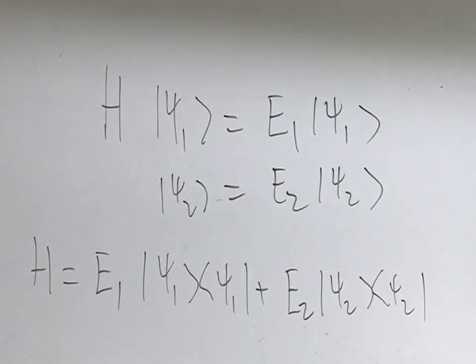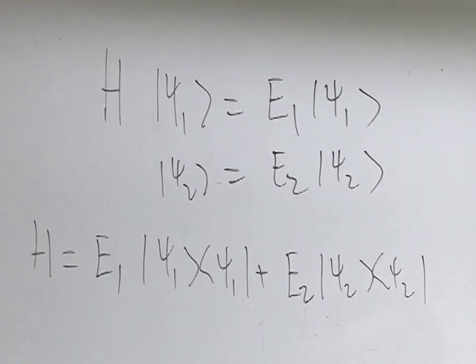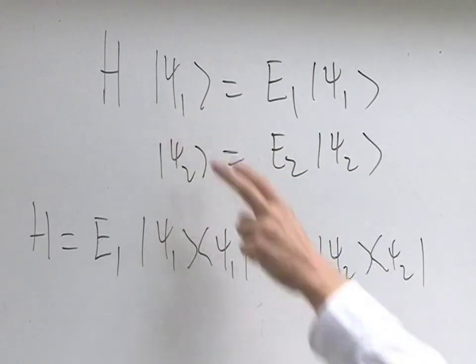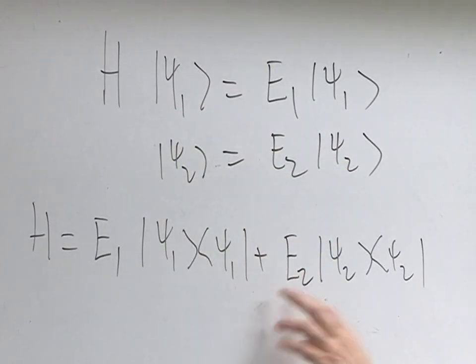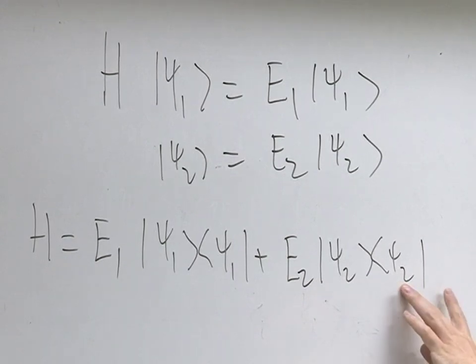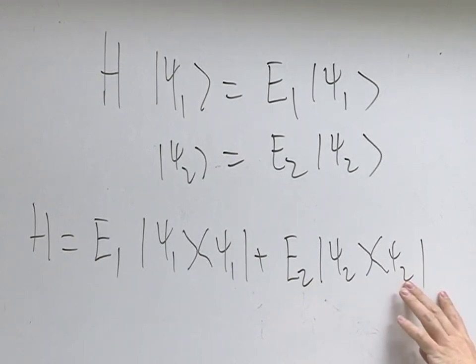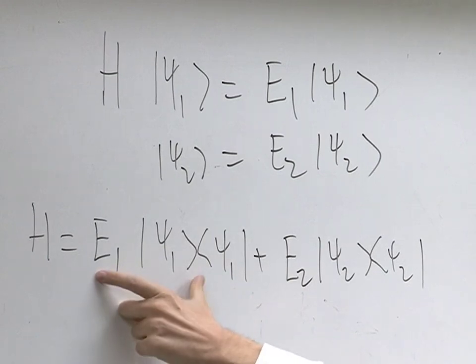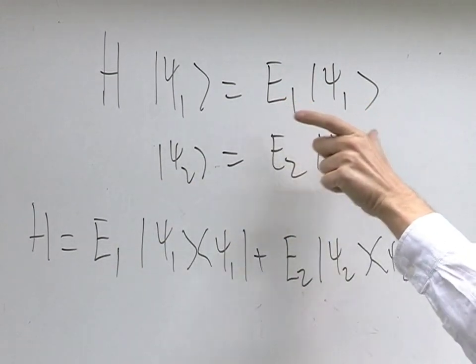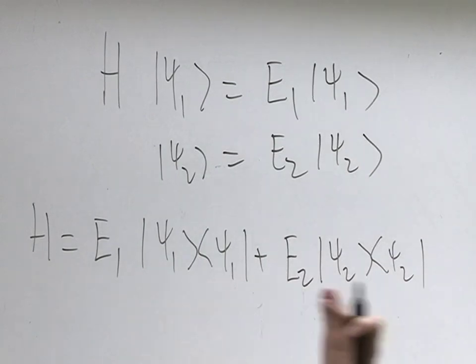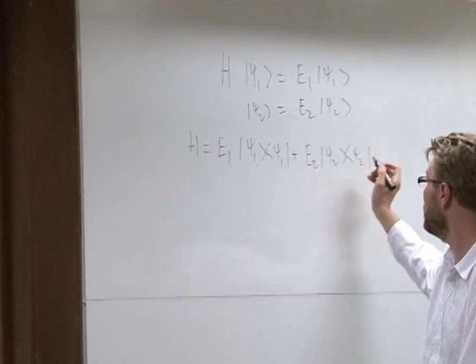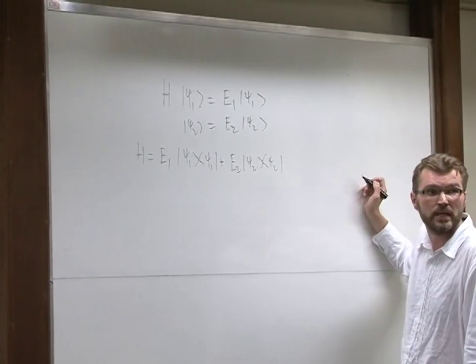And if you use the same logic as I did on the previous slide, so to speak, then you can see that if I multiply this state by this entity, this guy will give you 0 because of the inner product between 1 and 2 being 0. This one guy will give you 1, and all that will survive is E1 times psi 1, which is exactly this guy. You can test the other guy. Here is your Hamiltonian of your two-level system. Again, if you have n levels, you can add them all up in exactly the same way.